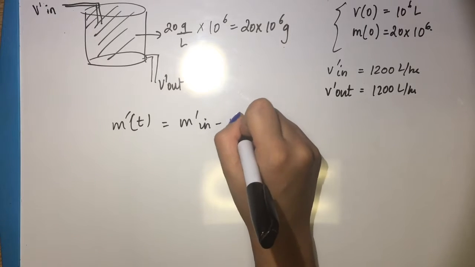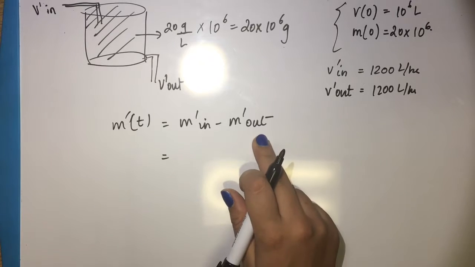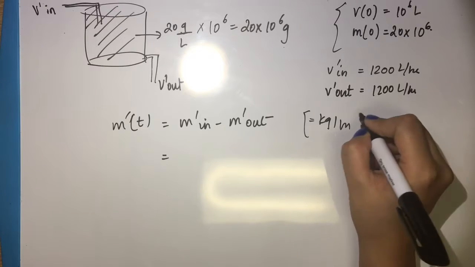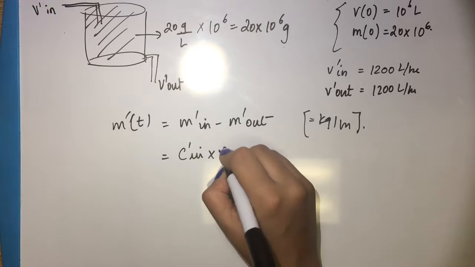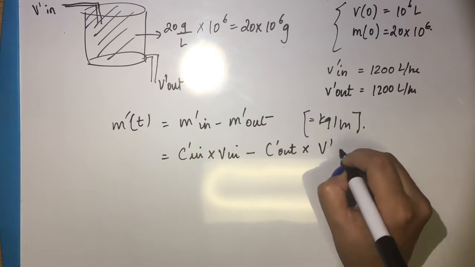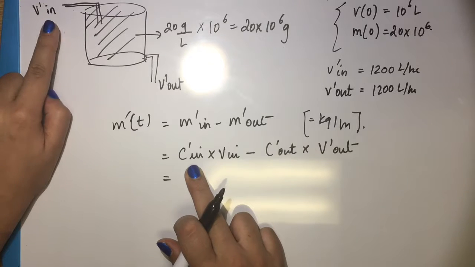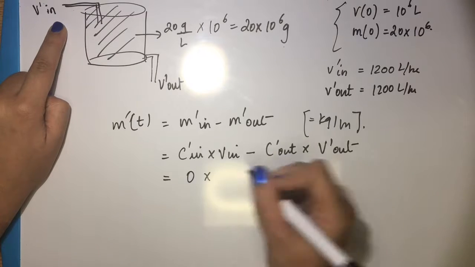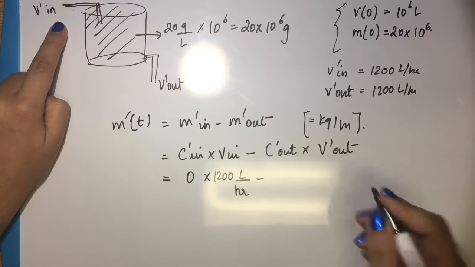we can write this equation where this is the rate at which pollutants are entering the tank and this is the rate at which the pollutants are exiting the tank in kg per hour. So in order to do this, we can find the concentration of the pollutants entering the tank times the volume minus the concentration exiting the tank times the volume that's exiting. Now, we can tell that because from the question we've been given that there is only pure water entering the pond, this is going to be 0, and this volume is going to remain 1,200 liters per hour.